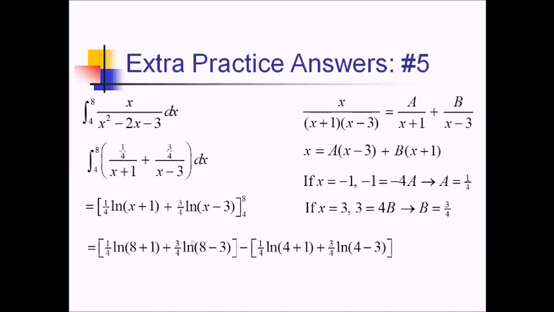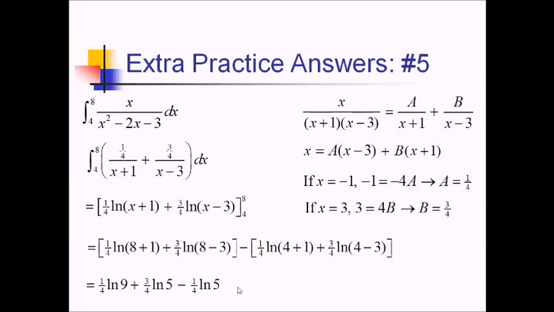Just in case you see something like this on multiple choice, it's good to know how to simplify with log rules. So going from left to right, we've got 1/4 ln of 9, 3/4 ln of 5, and then over here, we've got minus 1/4 ln of 5. And finally, this is 3/4 ln of 1, but the ln of 1 is just 0, so this actually zeroes out this whole last term, which is nice.